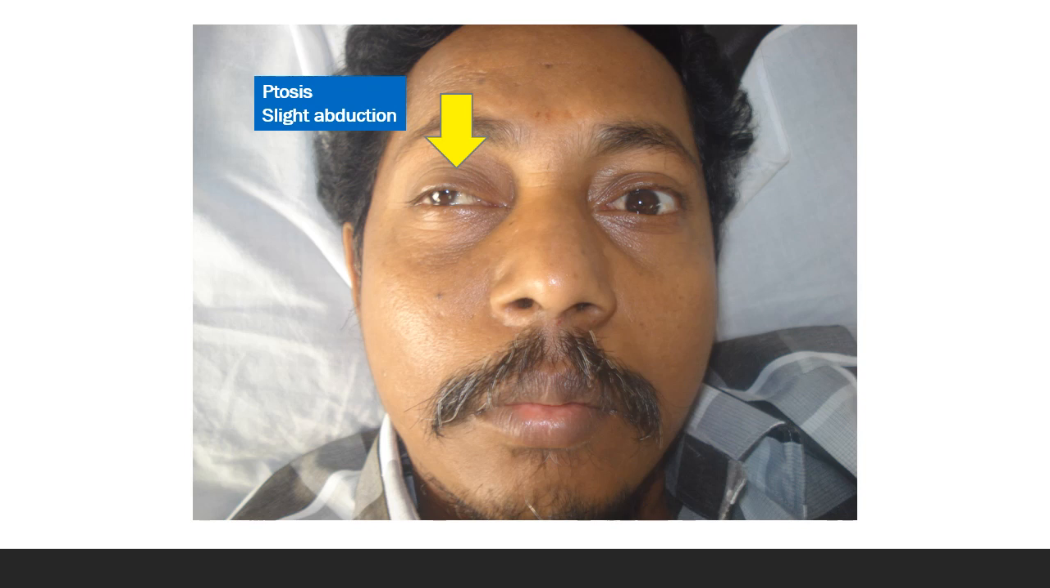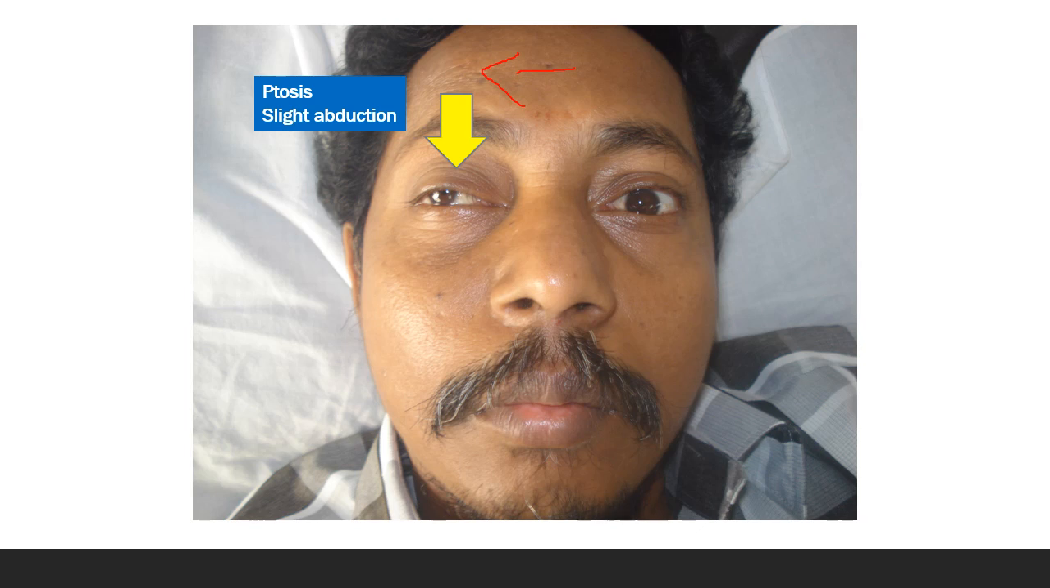You can see that there is a ptosis of the right eye. You can also see the frowning seen in the right side of the forehead, indicating that the patient is attempting to lift the right eyelid using the frontalis muscle. Again, you can see that there is slight abduction of the right eye.